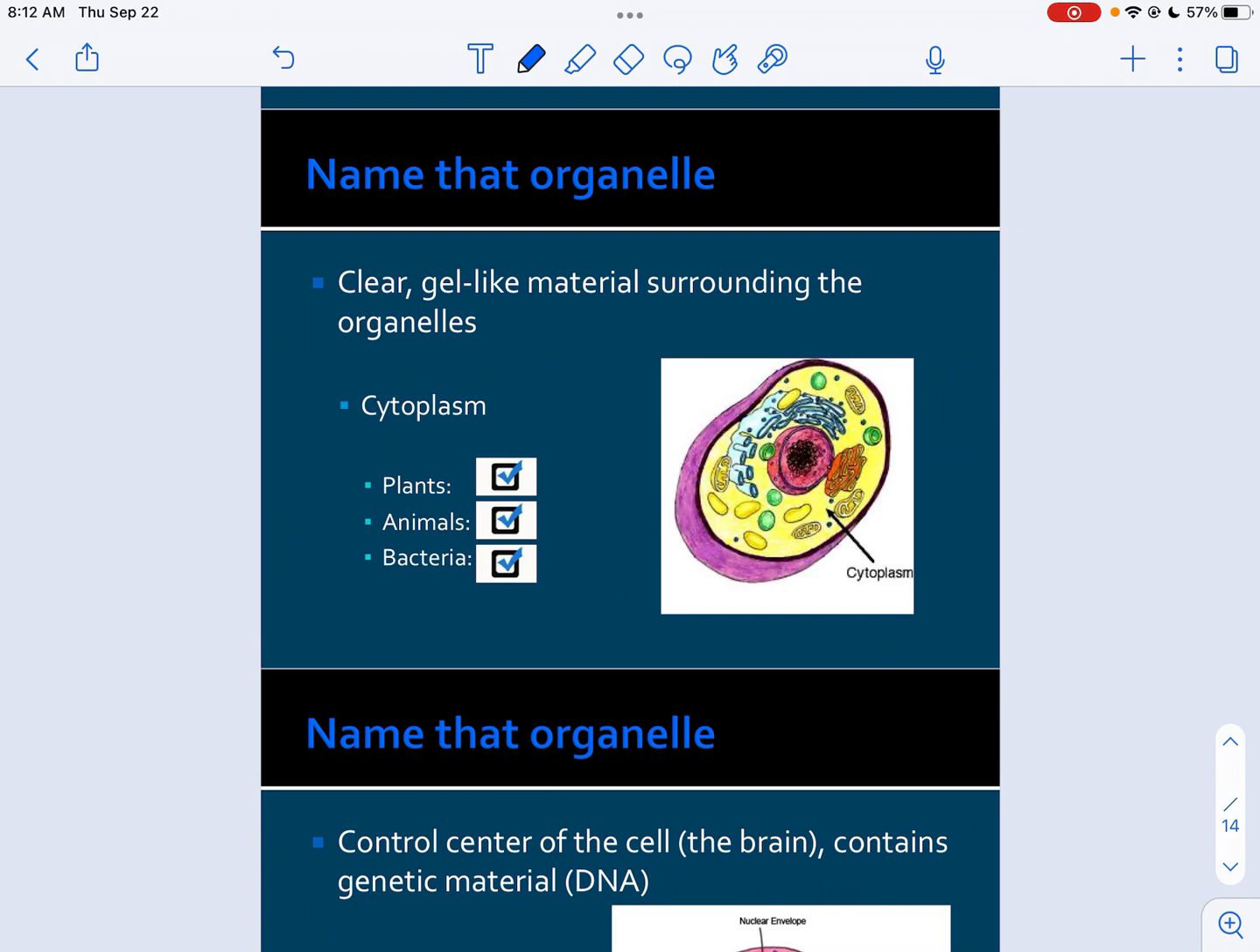Some chemical reactions are going to take place in the cytoplasm. But the main function is it kind of fills up the whole cell. It provides the suspension, the actual structure to that cell. So it's kind of like a water balloon. If you fill up a water balloon, the balloon is the actual plasma membrane. The water on the inside is going to be your cytoplasm.